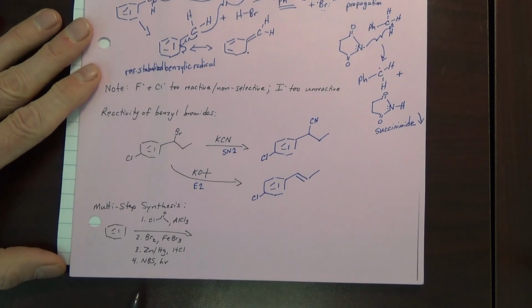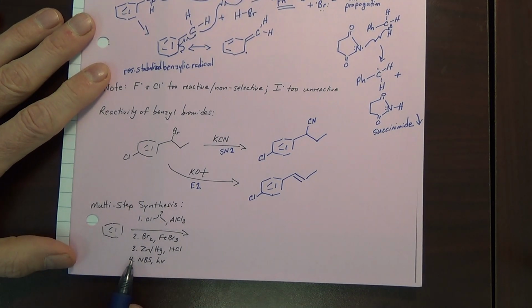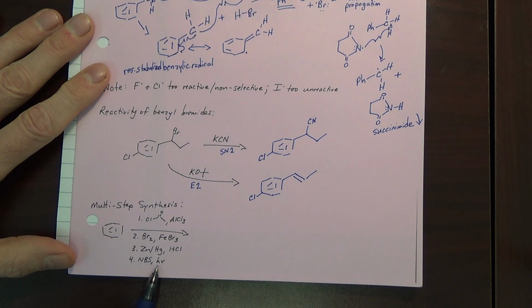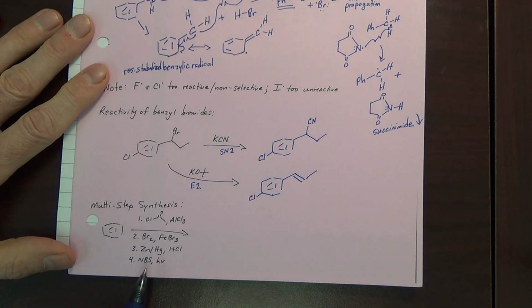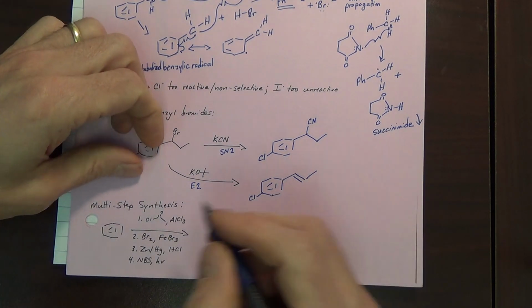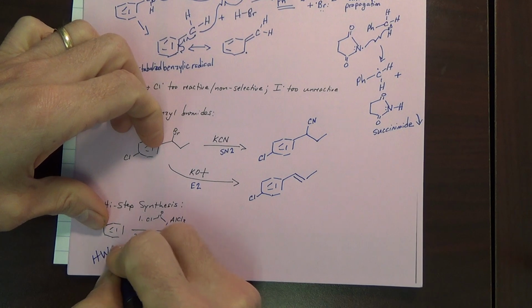Here's a multi-step synthesis that you can try. All right. I need to be able to recognize what's going on with each reaction. And number 4 looks like NBS and light energy. Looks like maybe a benzylic bromination. Okay, you can think about that. You can do that for homework.